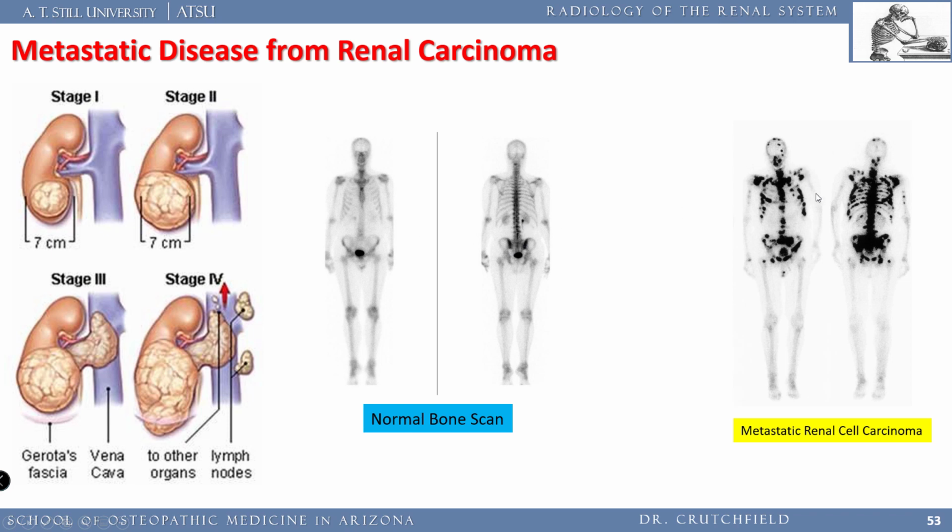And over here is somebody where the tumor has spread all over to the bone. This would be metastatic renal cell carcinoma. And without the history, this could also be somebody who has prostate cancer too. They would look very similar on bone scan.